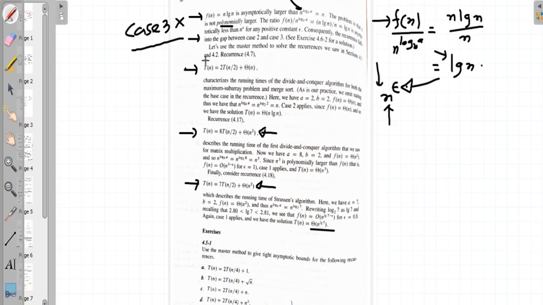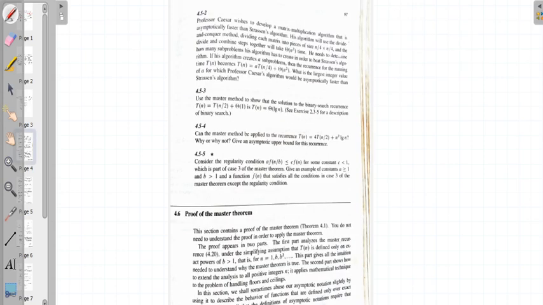Anyway, so these are recurrences, and now what we have to do is give the proof of this master theorem. We can take a 1 or 2 minute break, and then we can restart.